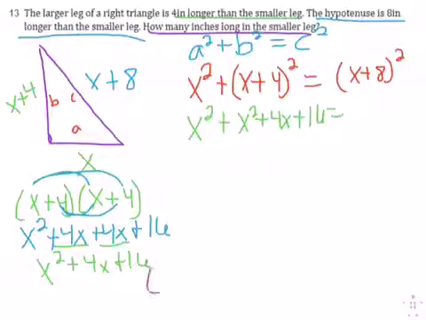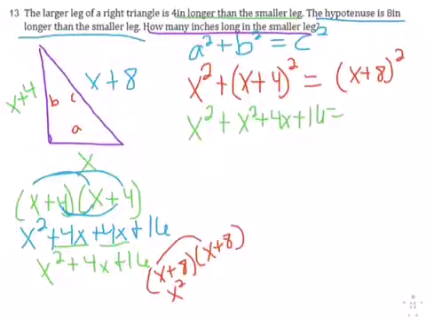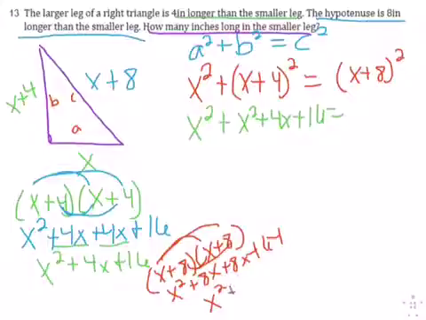So I'm going to do x plus 8 times x plus 8. So we get x times x is x squared, x times 8 is plus 8x, 8 times x is plus 8x, and 8 times 8 is 64. So we combine our two like terms, we get x squared plus 16x plus 64. And hopefully that'll leave me enough space down here. So I'm going to fill that in up here.